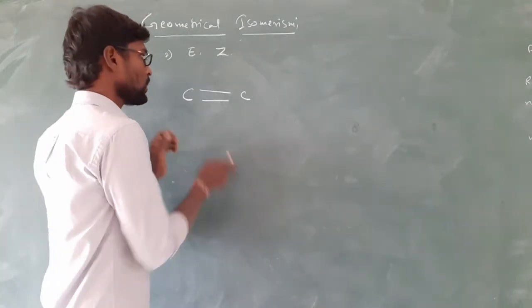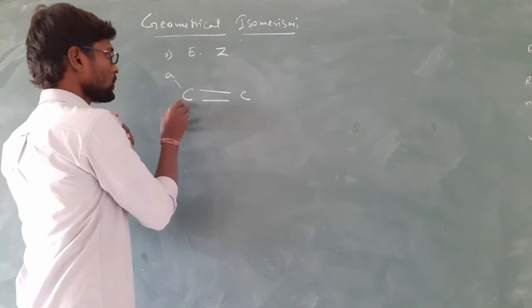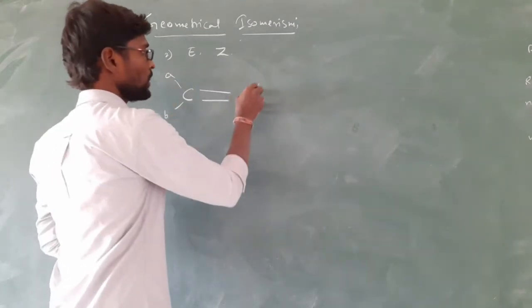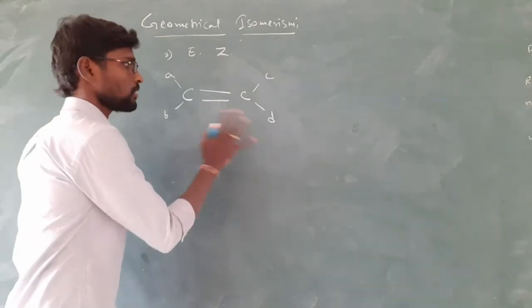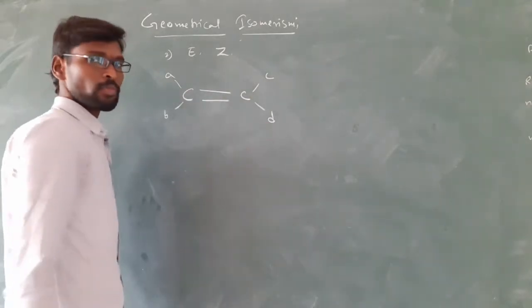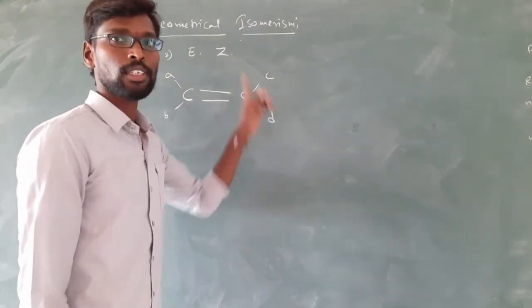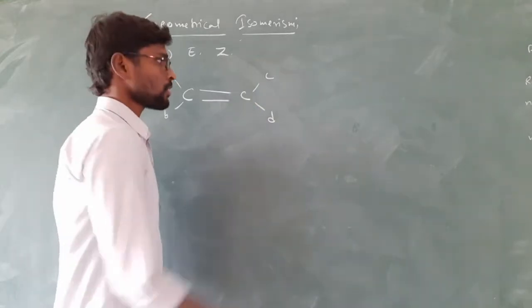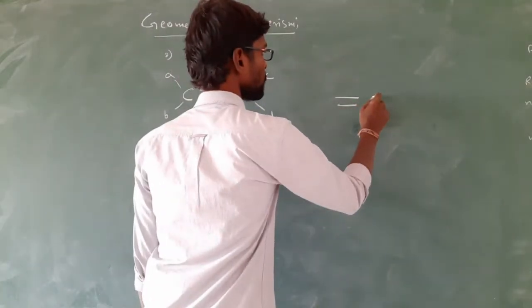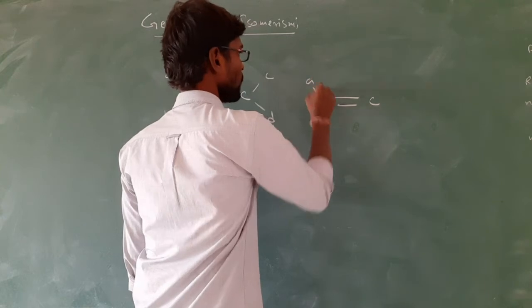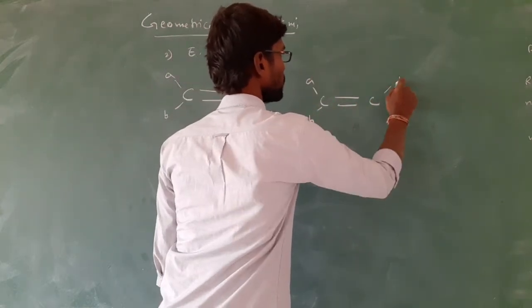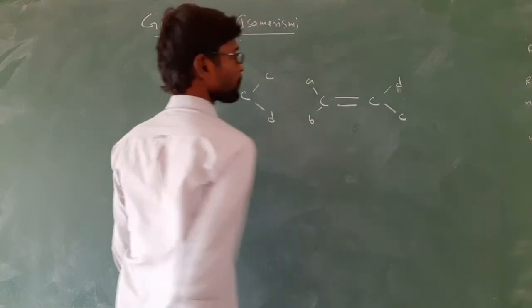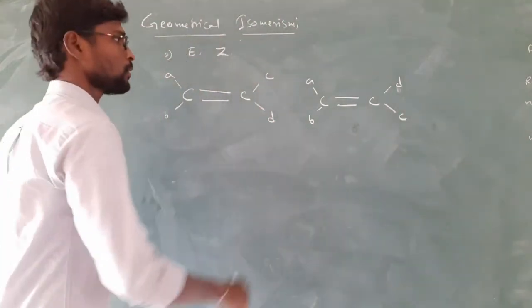But if they are having different groups like A and B here, and C here, and D here. If it is like this, 4 different groups are there. So then you have to use the EZ concept. Now again, your double bond is C, A, B, C. I'm writing your different variables B, C. Right. So why I have written?